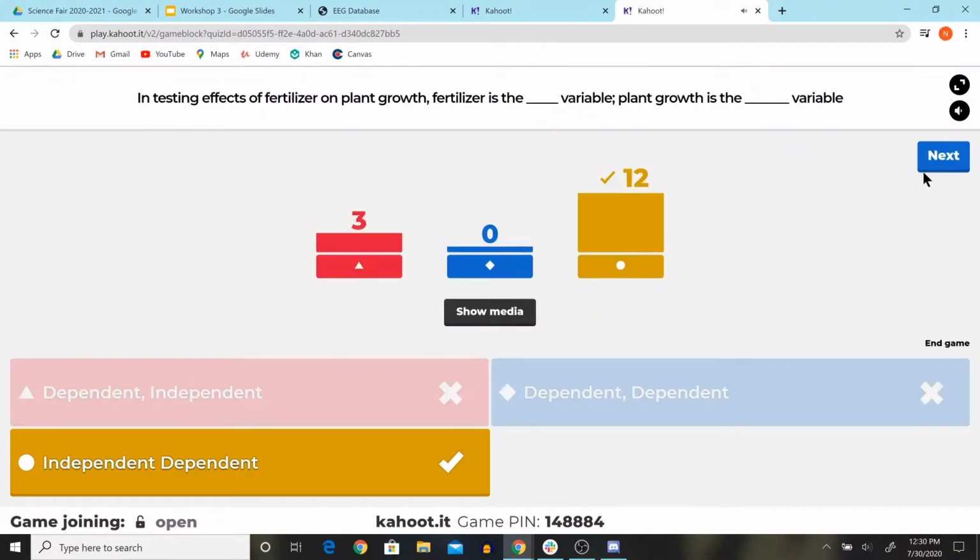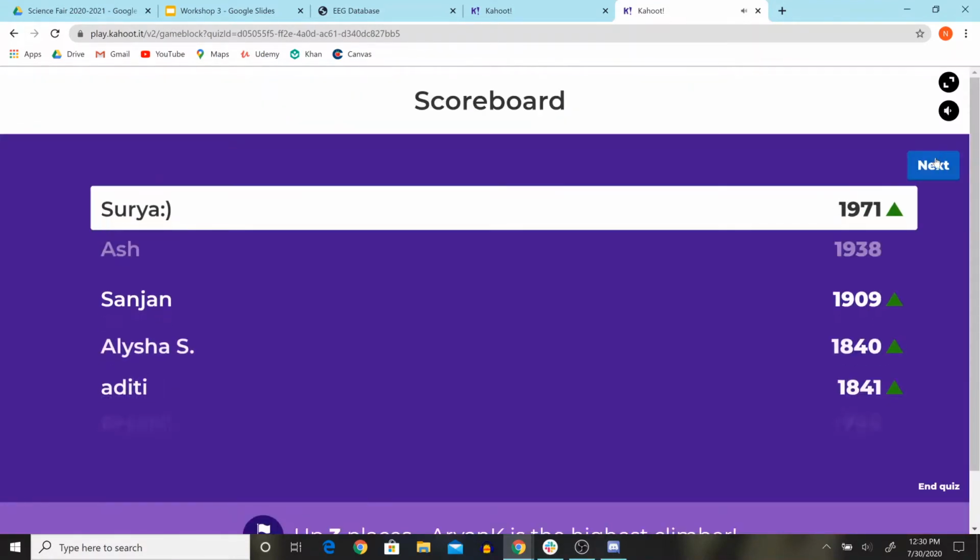Okay, so we went over this example a few times during the lesson. If you're testing fertilizer on plant growth, fertilizer would be the independent variable, right? Because it's the amount of fertilizer you put in, and then the growth would be the dependent variable. So I'm sure you guys just mixed it up by accident.